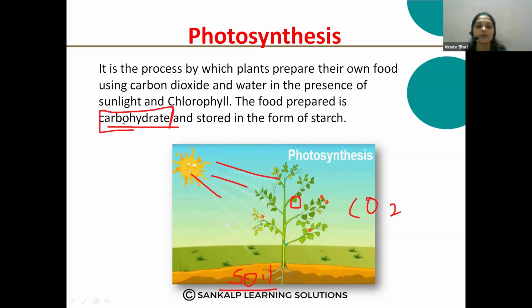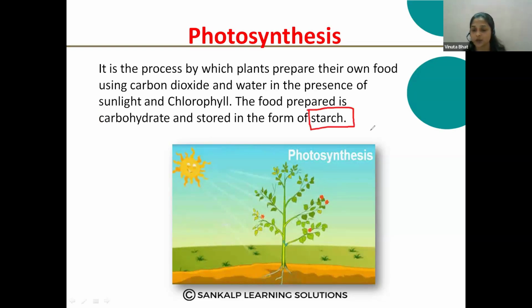In plants, if this carbohydrate is not utilized for their functions, it is stored. In which form is it stored? It is stored in the form of starch. In the human body, the food material is absorbed by our body and stored in the form called glycogen. Glycogen is stored in the human body, but carbohydrate is stored in the form of starch in the case of plants. So this is about photosynthesis.